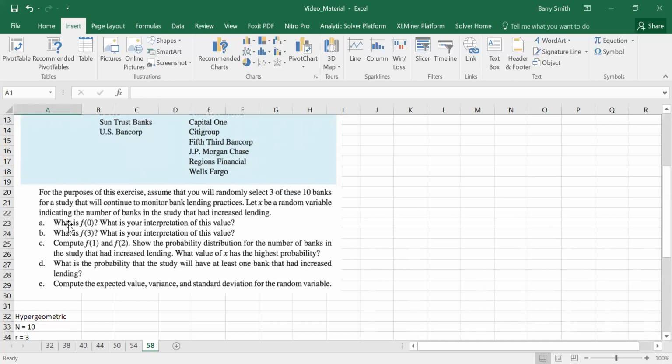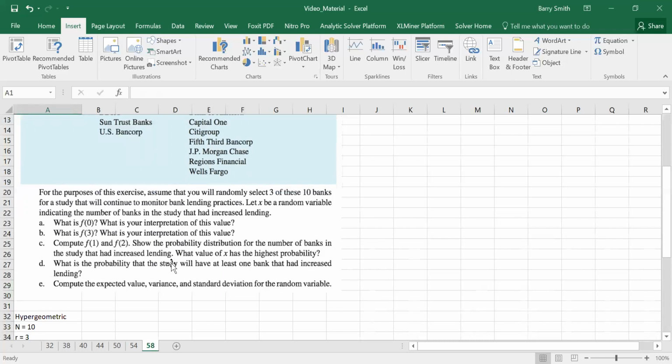And so we want to know, A, what is f of 0, what is f of 3, compute f of 1 and f of 2, and then show the probability distribution for the number of banks in the study that had increased lending, and which value of x has the highest probability. Then D, what is the probability that the study will have at least 1 bank that has increased lending. And E, compute the expected value, variance, and standard deviation for the random sample.